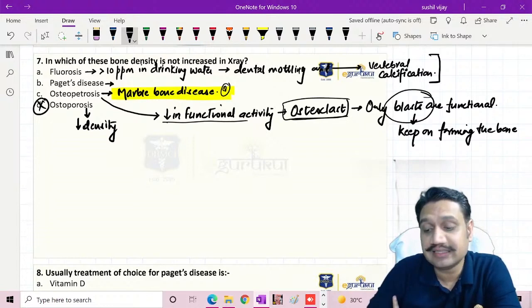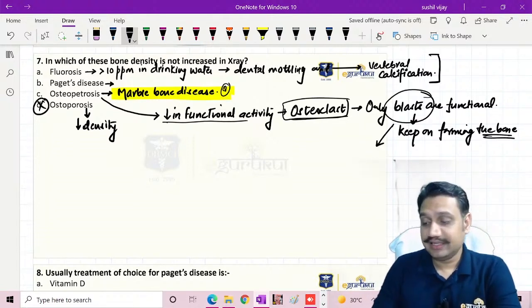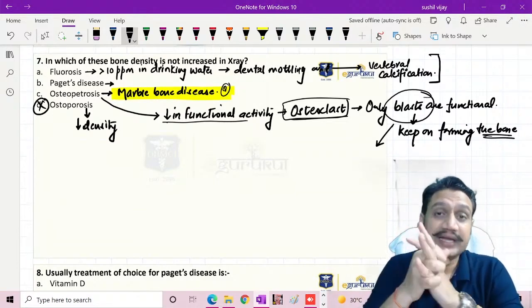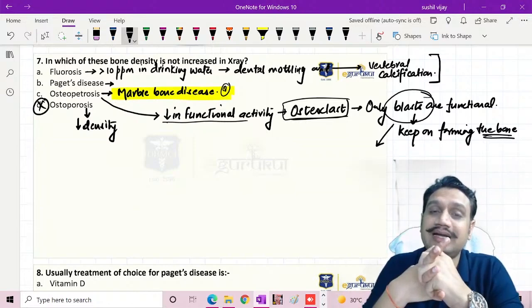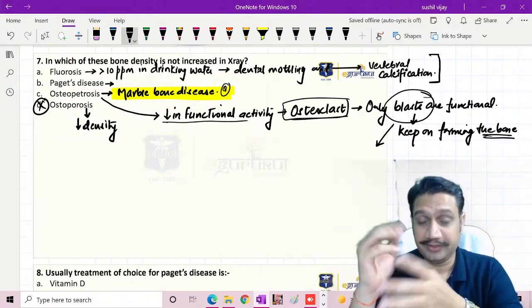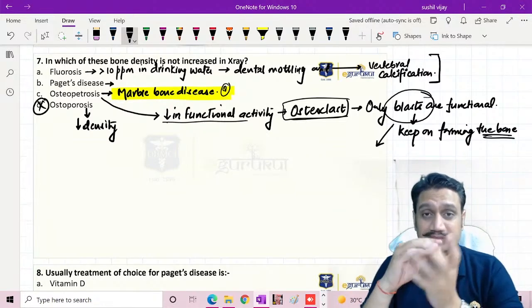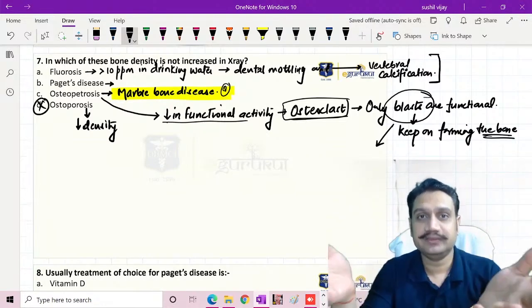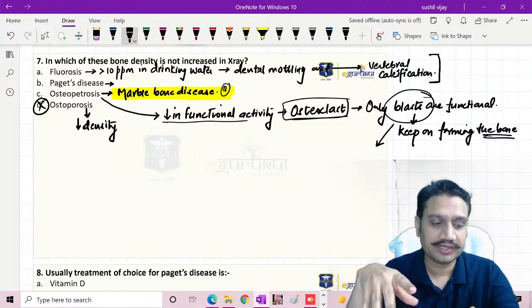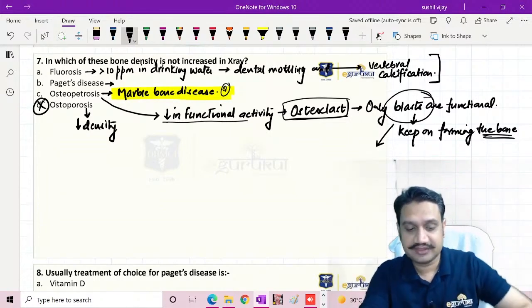So what is the final resultant? The final resultant is bone formation. In Paget's, it started with an increase in clastic activity, but later on it is only the blastic activity going on, and therefore the bone formation. So in Paget's also it is white, in osteopetrosis also it is white, but in Paget's it is hyperactivity, while in osteopetrosis it's a normal activity. That is a broad difference. I hope we are clear with this.